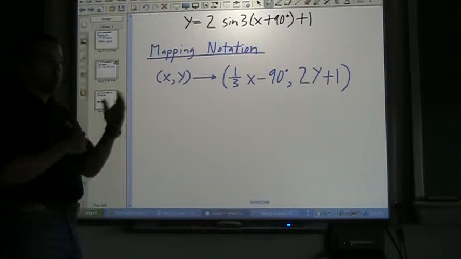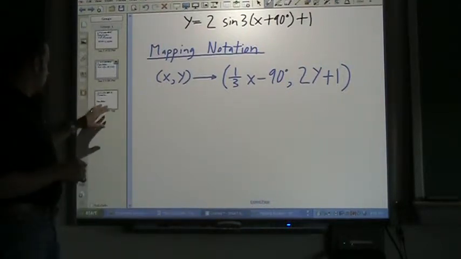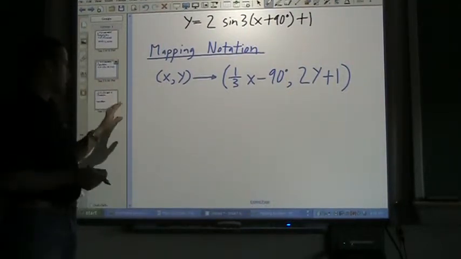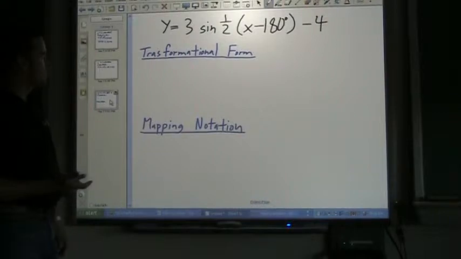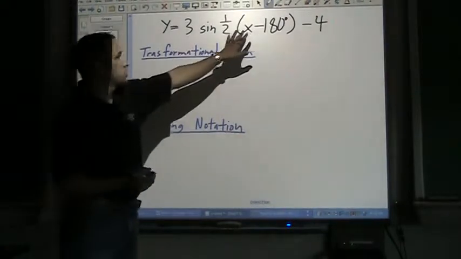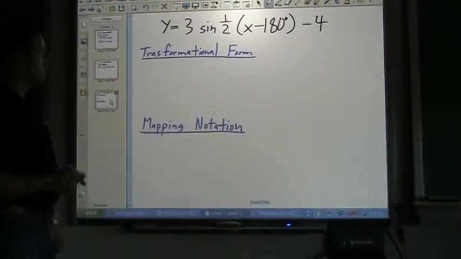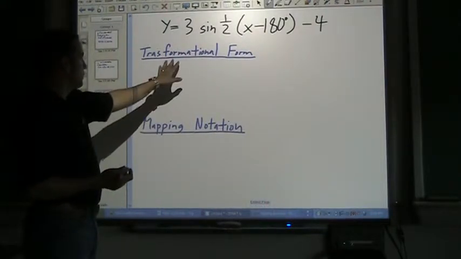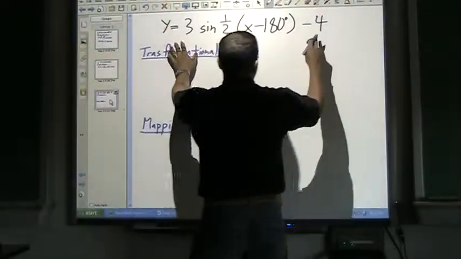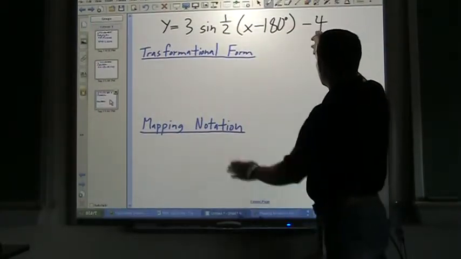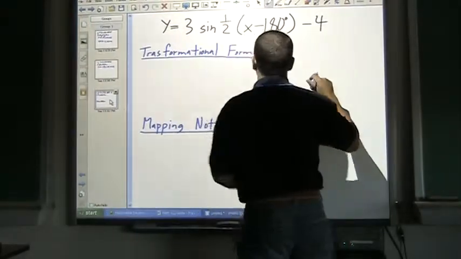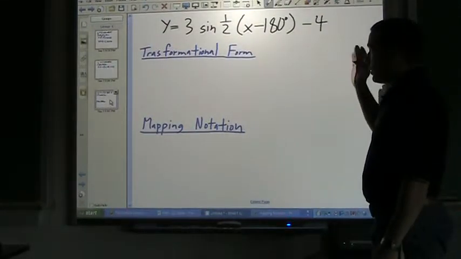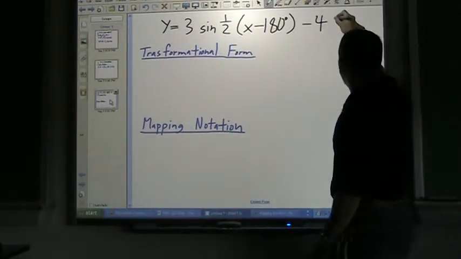So what I'm going to do is one more example for you in this lesson. Again, I'll do more in class. Let's take this equation here and put it into both transformational and mapping notation. For transformational, I have to add 4 to both sides. I want this number over here. I also want the 3 over. Once you're good at these, you don't have to do every step, but until then, do them.